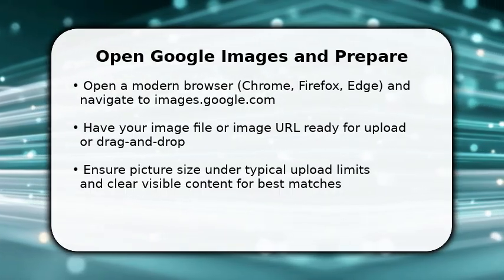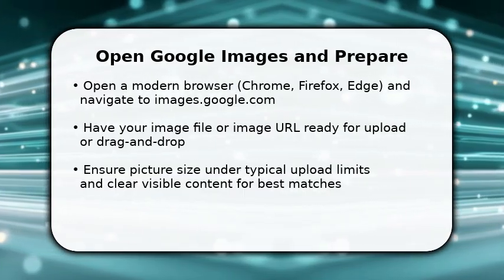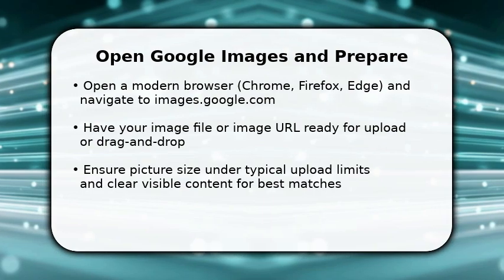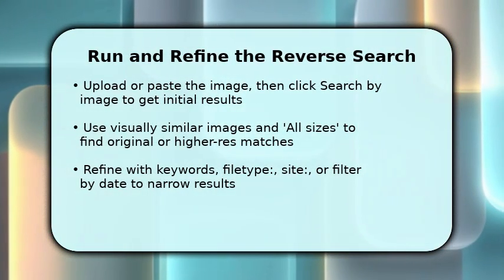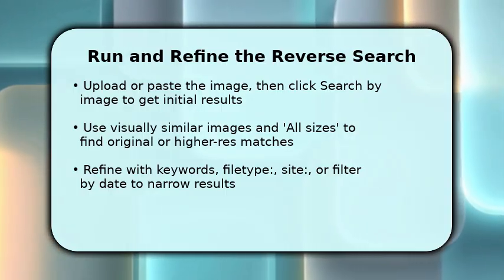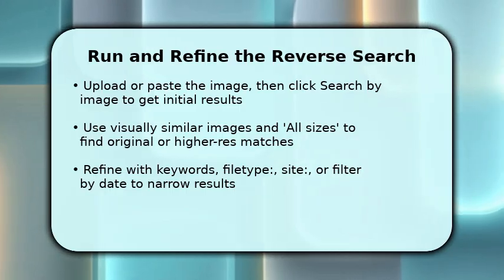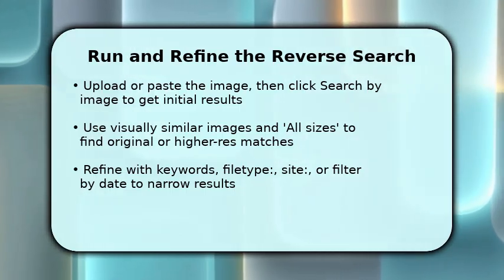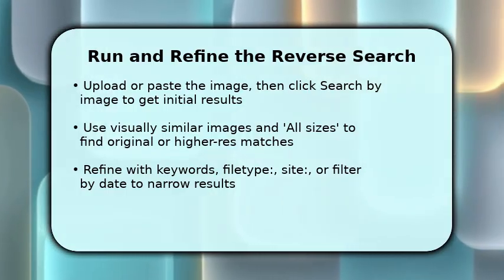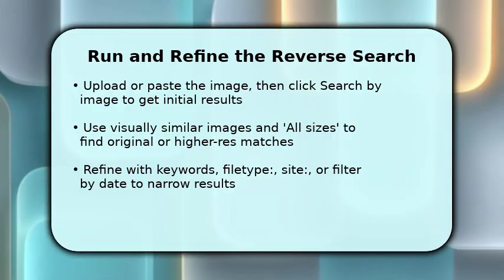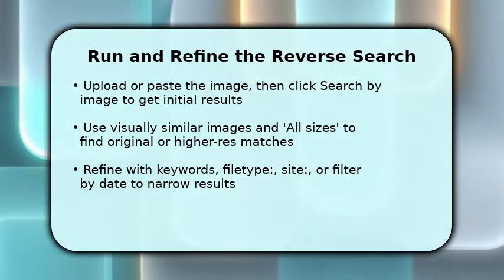While uploading, watch for progress and keep the original file handy in case you need to retry with a higher resolution version. After you submit the image, examine the immediate results and the visually similar images section. This tells you what Google detects and suggests alternate matches. If the initial results are broad, add text keywords reflecting subject, location, or brand, and use operators like cite or file type to target sources.